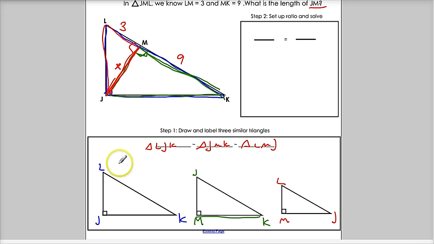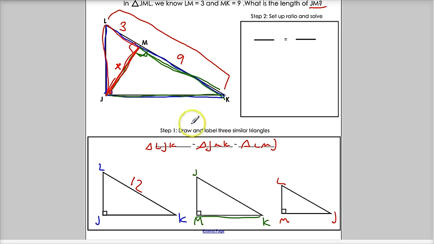Well, now let's label what we know. We know that LJ, well, we don't know that, so we can't put anything here. We know that JK is, well, we don't know anything here. And LK, well, do we know what that is? Yeah, we do actually. If this is 3 and this is 9, then we can just add them together, and we know that the longer side, the hypotenuse, is 12. So we got one thing labeled here.